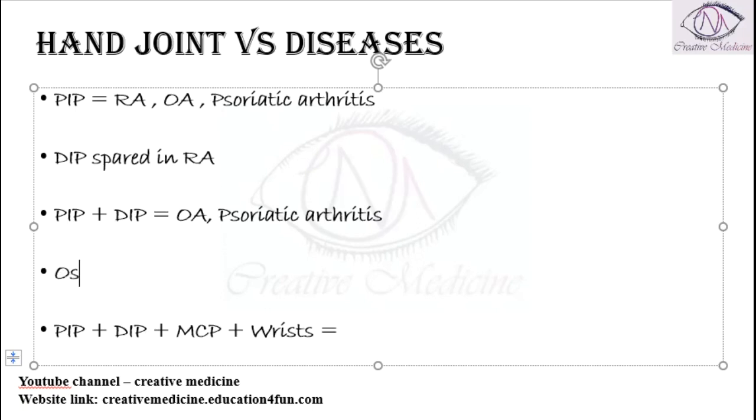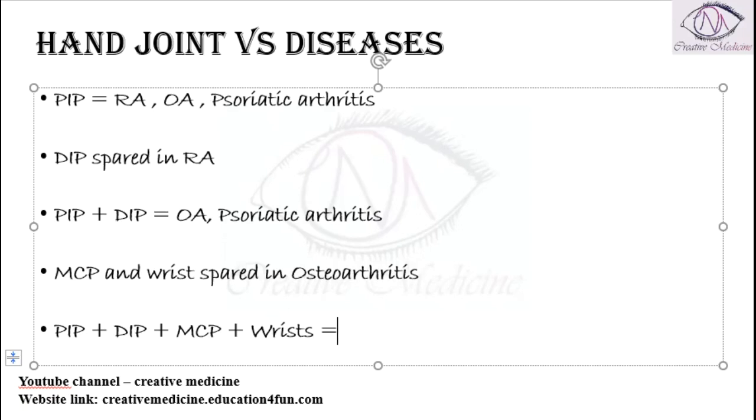Remember, in osteoarthritis, actually, metacarpophalangeal joint and wrist joints are spared in osteoarthritis. Wrist joints are spared, metacarpophalangeal joint and wrist joints are spared in osteoarthritis.